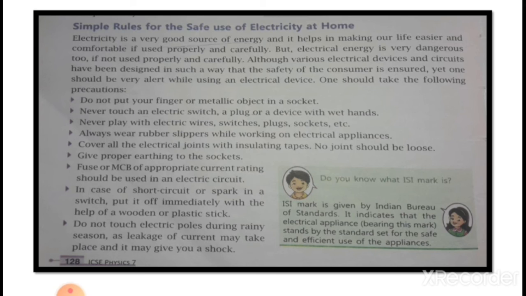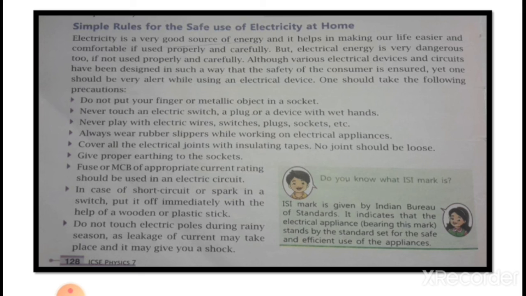All these precautions are familiar to you, and our parents are always vigilant in watching you while handling electrical appliances. So everyone has to take care while handling these electrical appliances. Be careful and use it properly and it will be a very good source of energy.